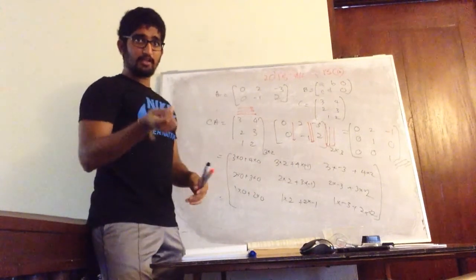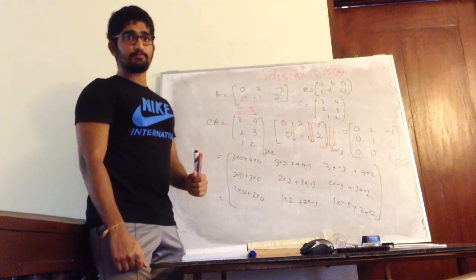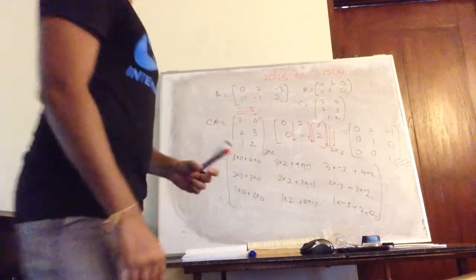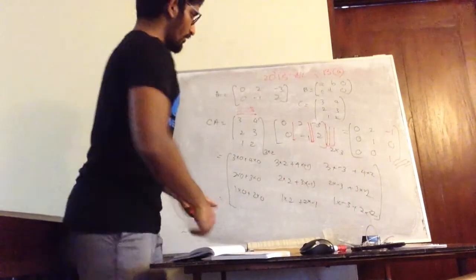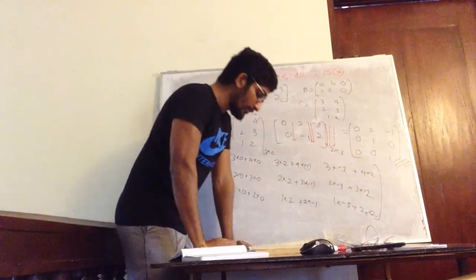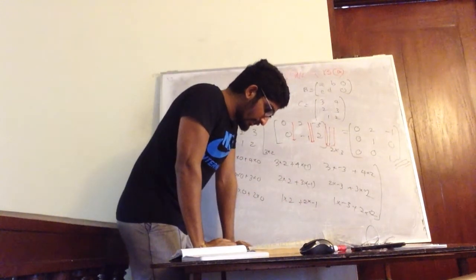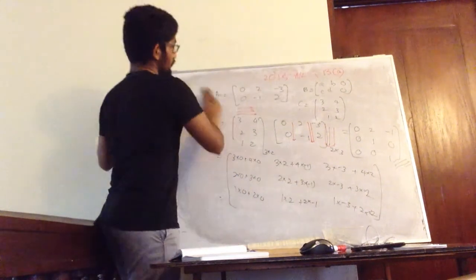Right? So understand that AC and CA are different. Right, so this is done. Then what's the second question? The second question says find the values a, b, c, d such that BC equals I2.